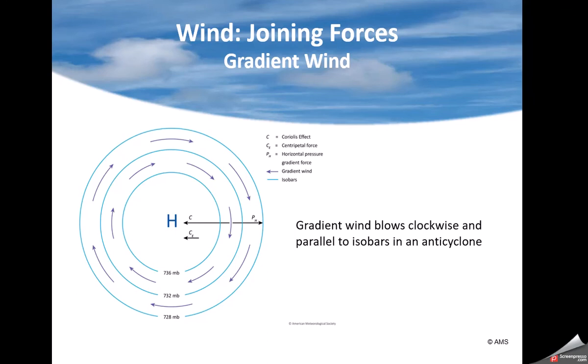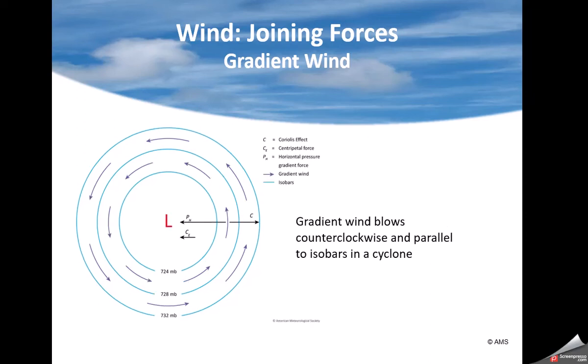Gradient wind, on the other hand, is very different. It moves in a circle. So around high pressure, you've added another force, centripetal force. So instead of being all in a straight line, that centripetal force pulls it in. It keeps it in a circle.